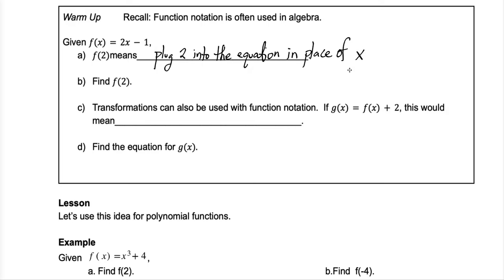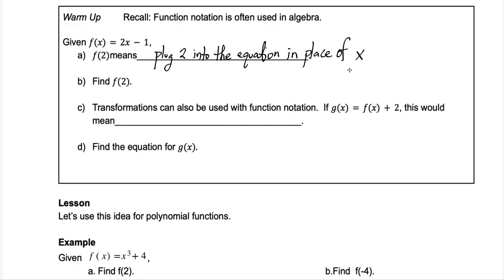You guys can phrase it however you'd like to yourself, whatever makes more sense. It basically means you're going to put 2 into the equation in place of x. So if x is in multiple places, you're just going to put 2 in place of every single x. Okay? Can you call on somebody else?